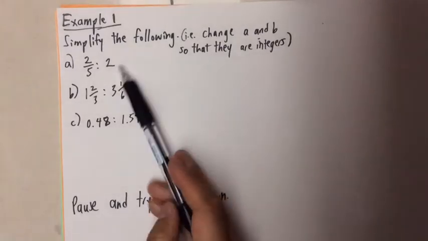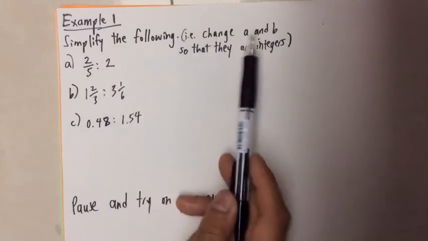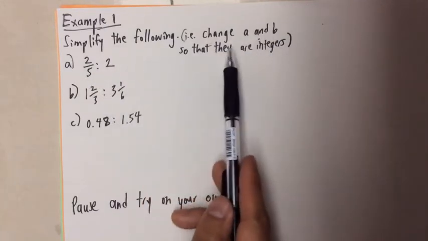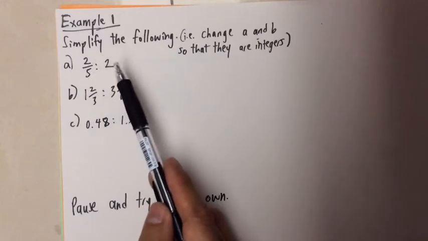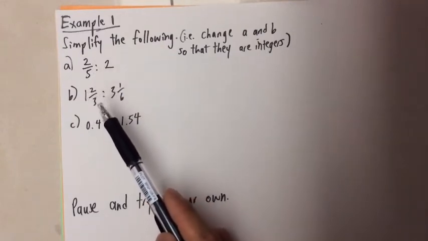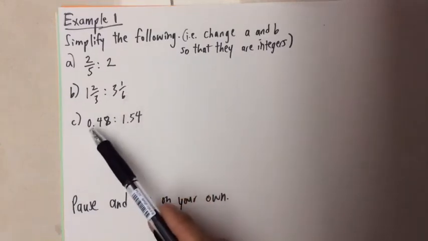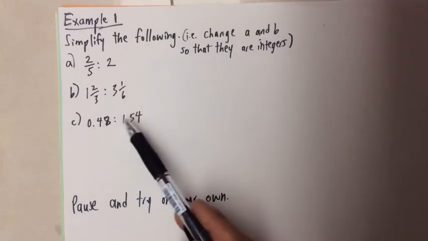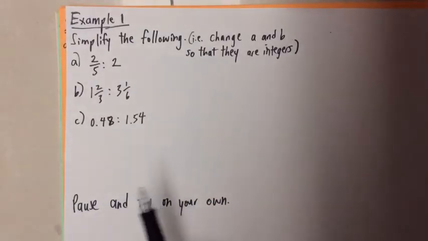Okay, now we can simplify the following. Now, what do we mean by simplifying a ratio? It means changing A and B so that they are both integers. Okay, so here we have 2 over 5 to 2, 1 and 2 over 3 to 3 and 1 over 6, and 0.48 to 1.54. Now, I'd like you to take a few minutes and pause the video and try these questions on your own.